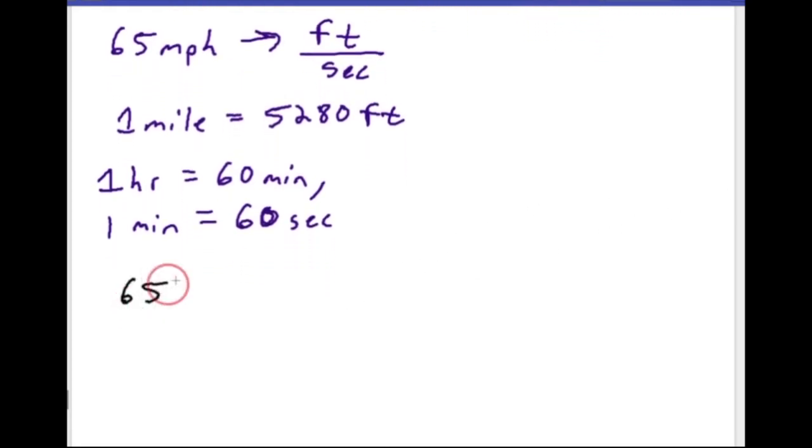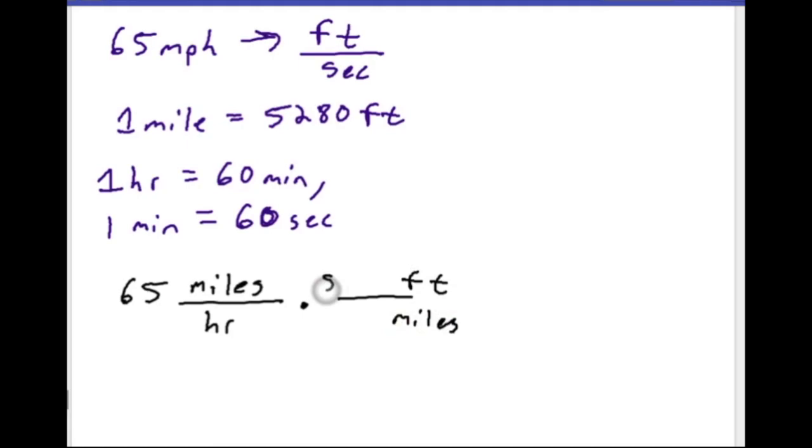So let's get started. 65, and I'm going to write my fraction like this, miles over hours. First things first, I want to get into feet. So what does that mean? Miles on top here means miles on the bottom here. Feet on top there. 5,280 feet is equivalent to 1 mile. Miles cancel out. Go ahead and multiply through. That's going to give me 343,200 feet per hour. Okay, but I told you that I want to end up with seconds, not hours.